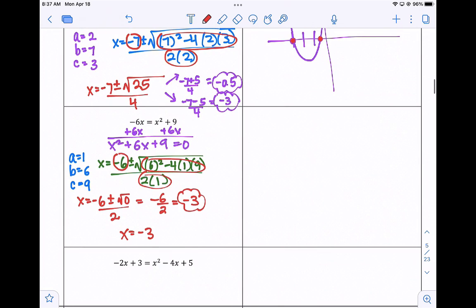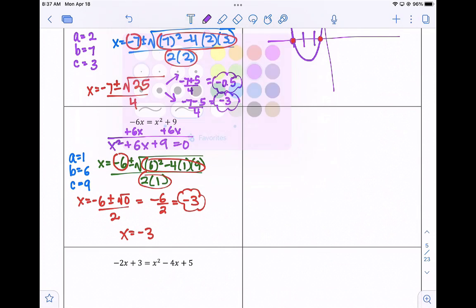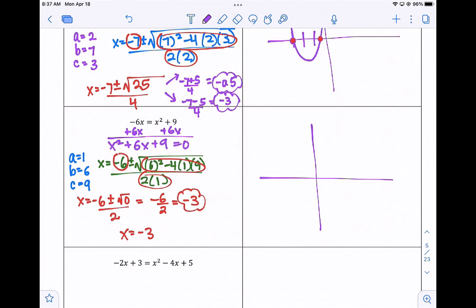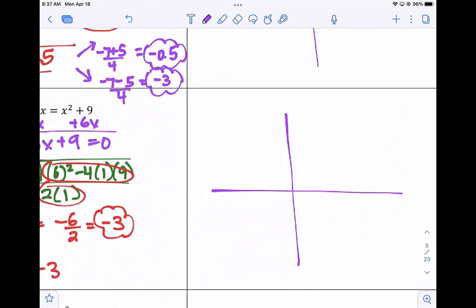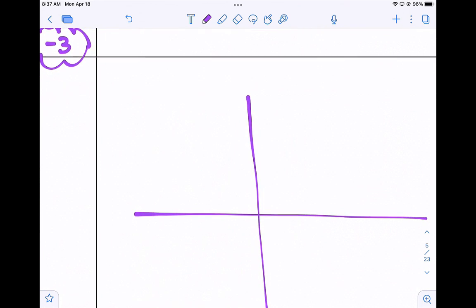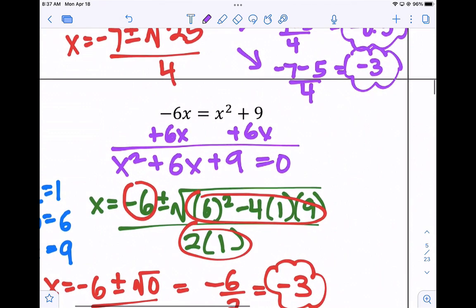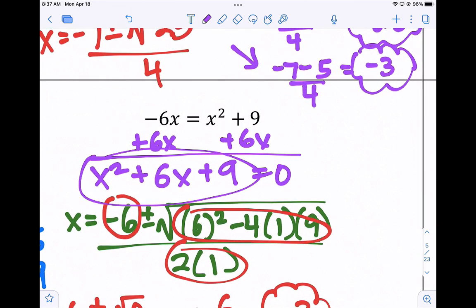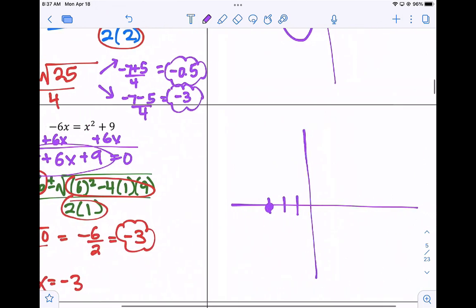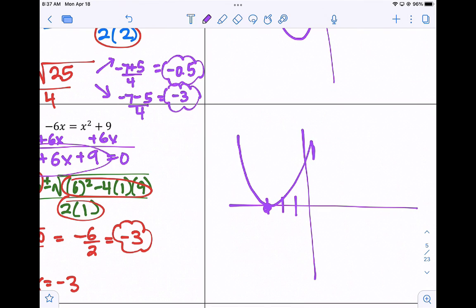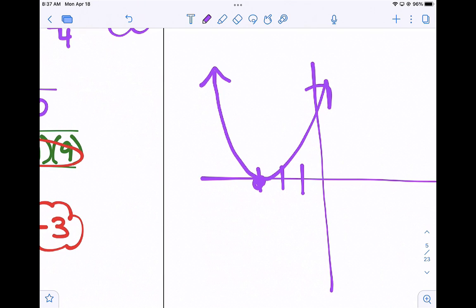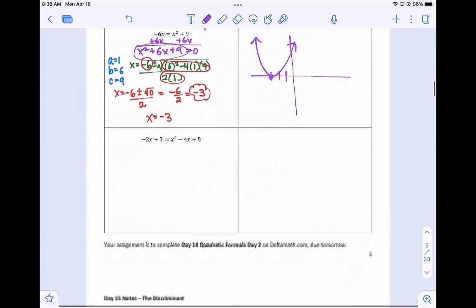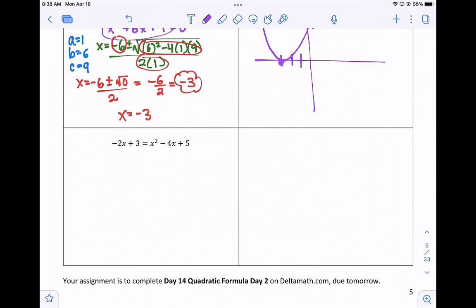And if we were to graph that, okay, so we have negative 3. 1, 2, 3. And then we have a smiley face graph, and it's as wide as the parent function because the a value is 1. So if we take a look at that, here's a sketch of what that could look like, and again, we have 1 x-intercept when we have the square root of 0. All right, let's try another one.